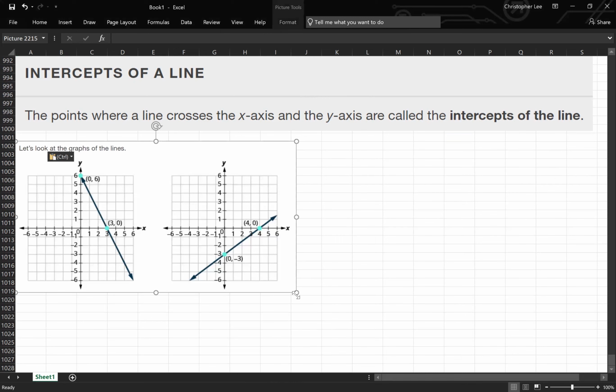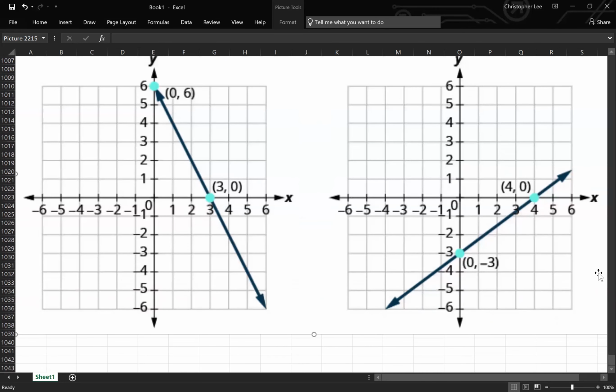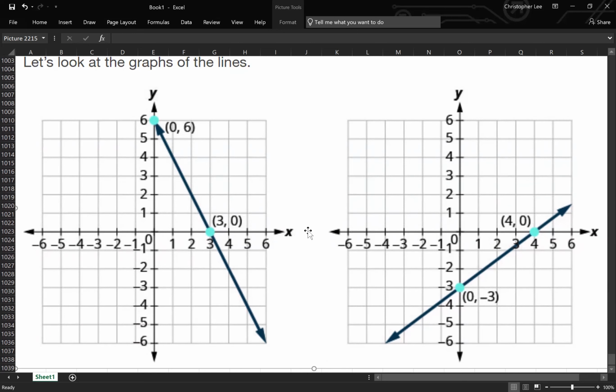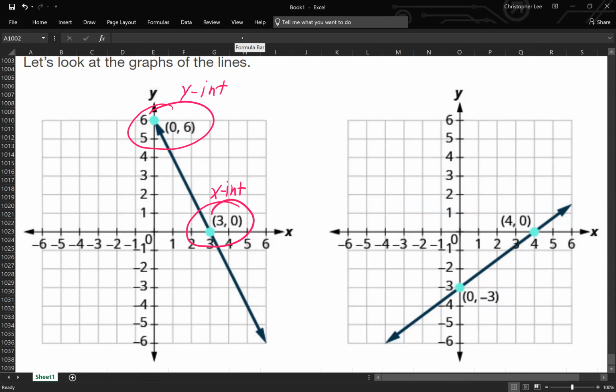So let's look at this example that we have here. Okay, so I'm looking at the one on the left, right? Let me just circle that. Help me out. What's the x-intercept here? 3 comma 0, right? So it's a point. This is my x-intercept. What's my y-intercept? This is my y-intercept. And that's literally the answer. You just tell me what it is and boom, we're done.